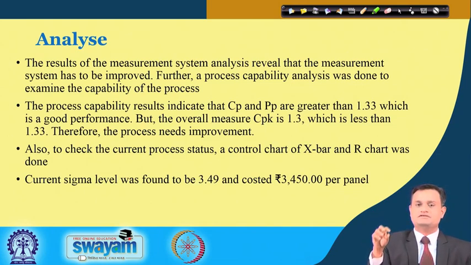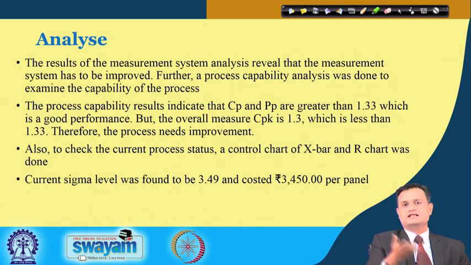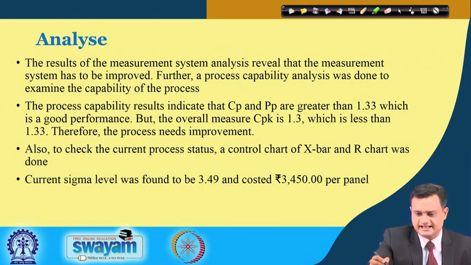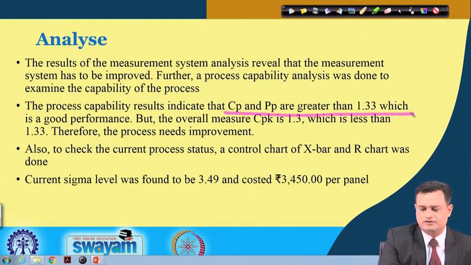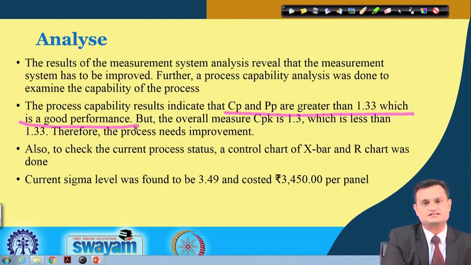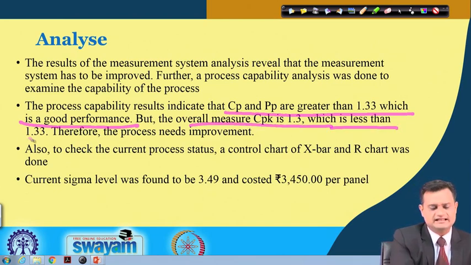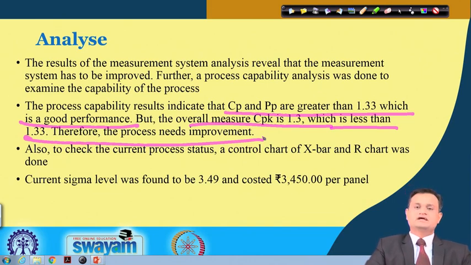So now there is a problem with the measurement system itself, and otherwise it will follow GIGO, garbage in, garbage out. Process capability analysis was also done, and this says that CP/PP are greater than 1.33, which is a good performance, but the overall measure, CPK, is 1.3, which is a little bit less than 1.33. So here you can be a little bit skeptical. You may go for a little bit of process improvement, or you can go ahead and later see whether your mean shifting is really taking place or not.